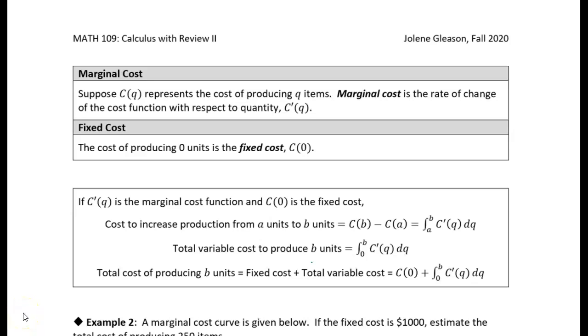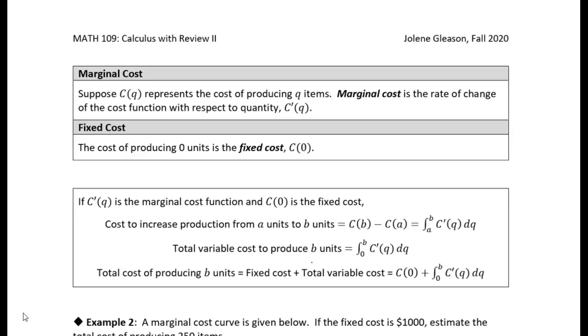All right, in the next example, we're going to look at a business application of calculus. But before we get started, I just want to introduce a couple of concepts. One is marginal cost and the other is fixed cost. So let's say we have some cost function that represents the cost of producing Q items. So we have a cost function that varies with the number of items produced.